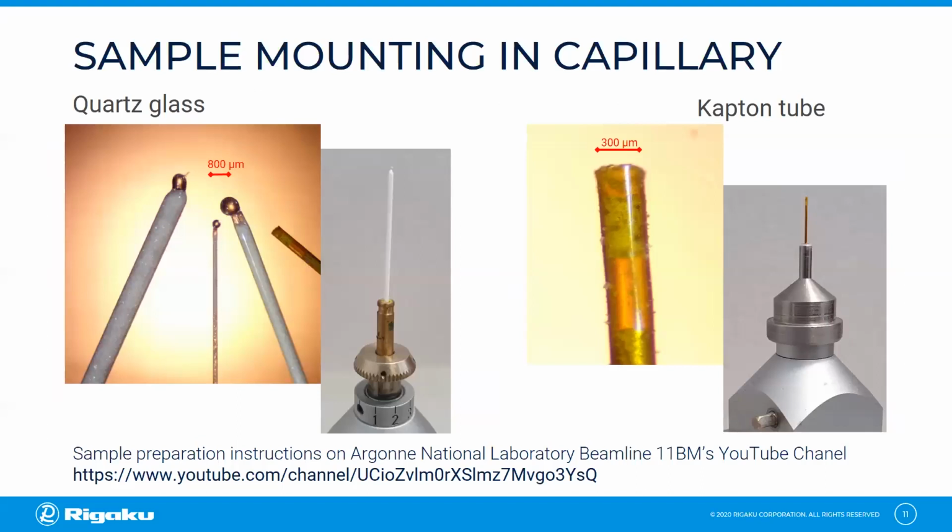Next, you want to mount your samples. For an almost background-free data collection, you can mount quartz glass capillaries or Kapton tubing. Both come in various sizes and can be sealed airtight in order to protect the sample. You can mount them in a standard sample holder or a magnetic mount. For an excellent instruction on how to load quartz glass capillaries, please visit the YouTube channel of the Argonne National Laboratory beamline 11BM.